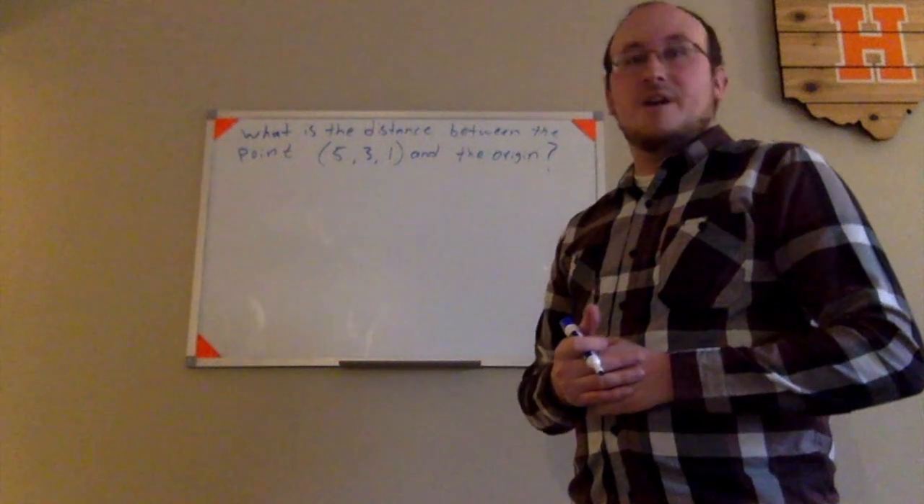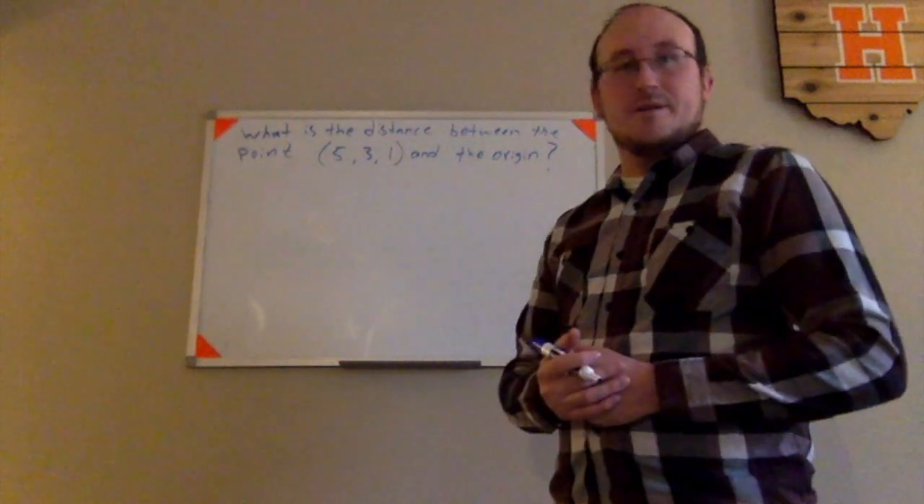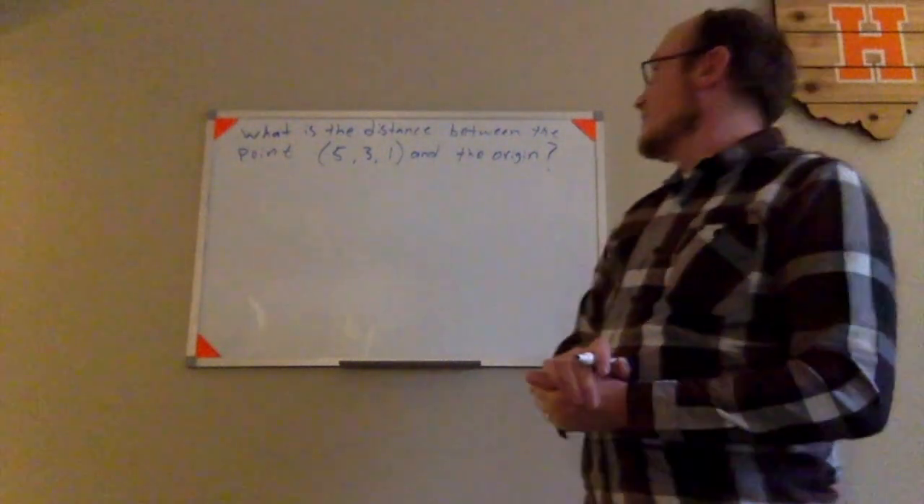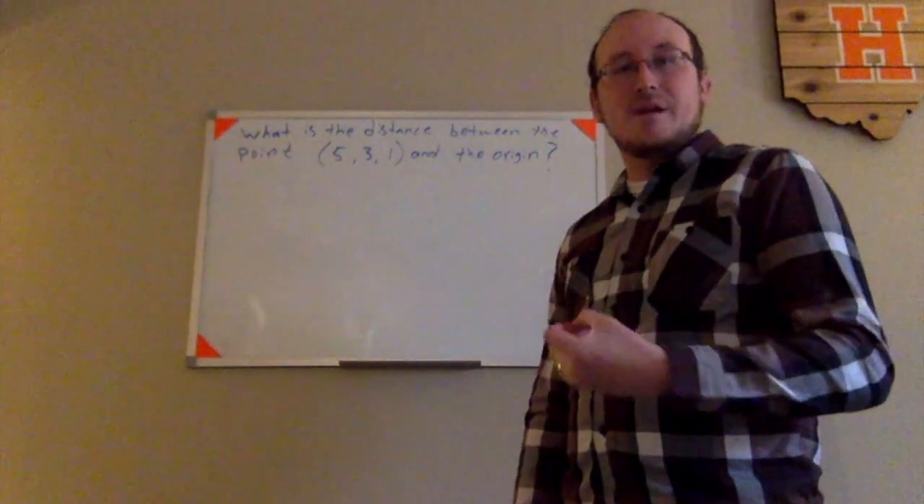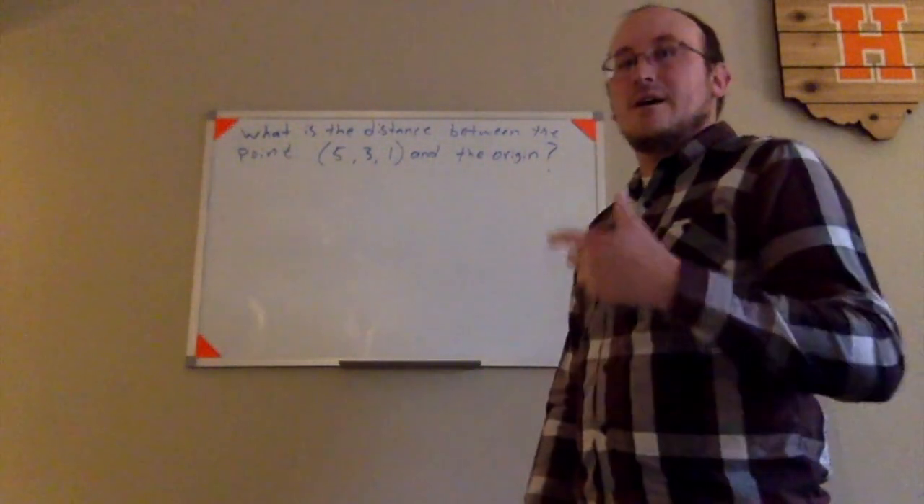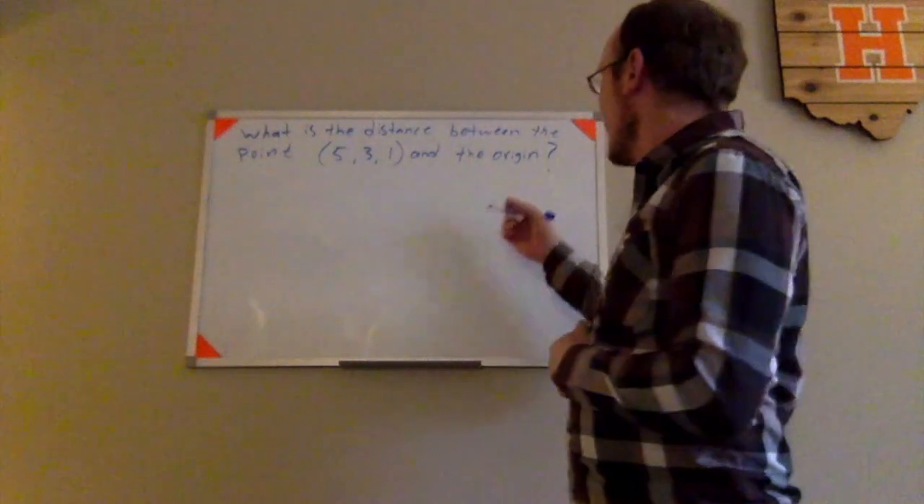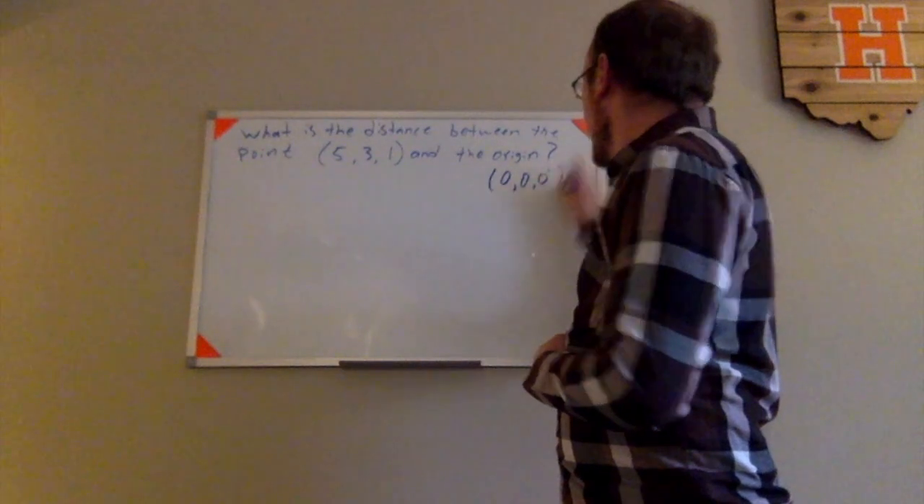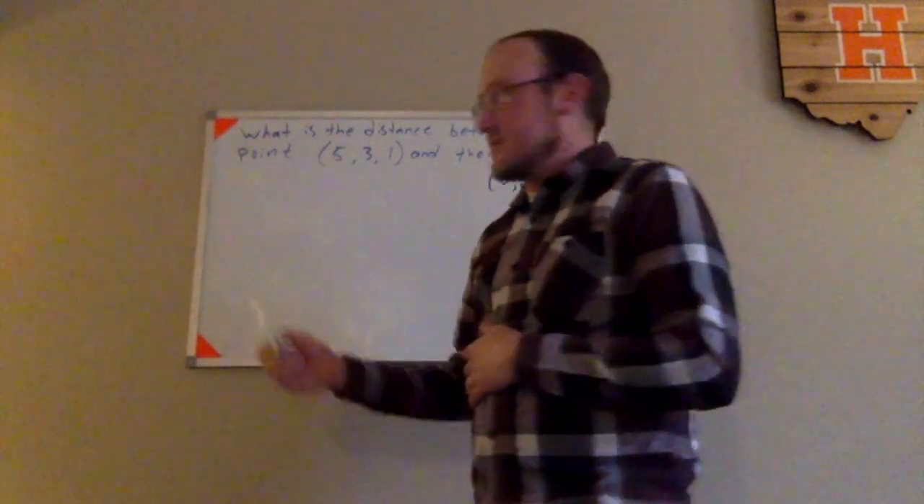So let's say we want to find the distance between a given point in the three-dimensional coordinate system and the origin. So here we have a problem that wants to know the distance between the point (5, 3, 1) and the origin. The thing to note here is that the origin is the point (0, 0, 0) in the three-dimensional coordinate system. So we're going to use our distance formula.